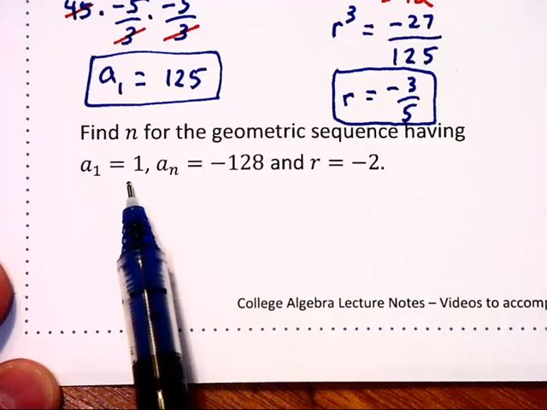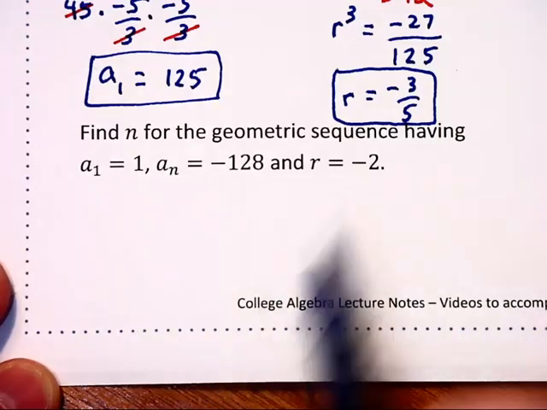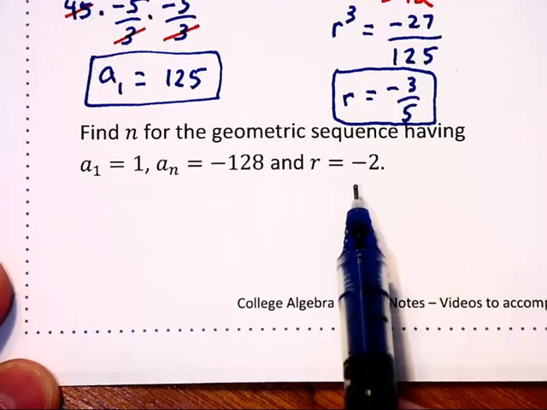In this next problem, they want us to find n for the geometric sequence having the first term of 1 and the nth term negative 128, and we're told that we are multiplying by negative 2 to go from term to term to term.